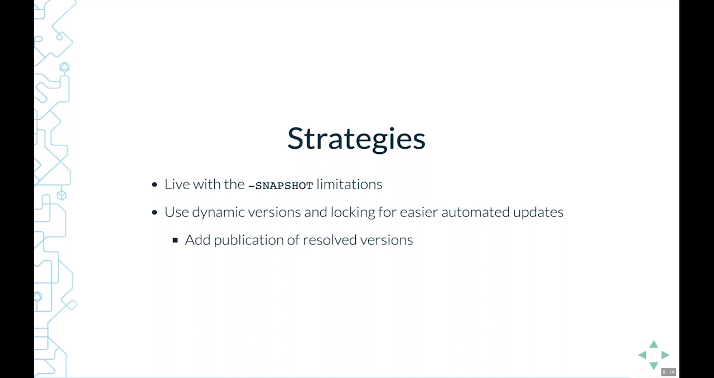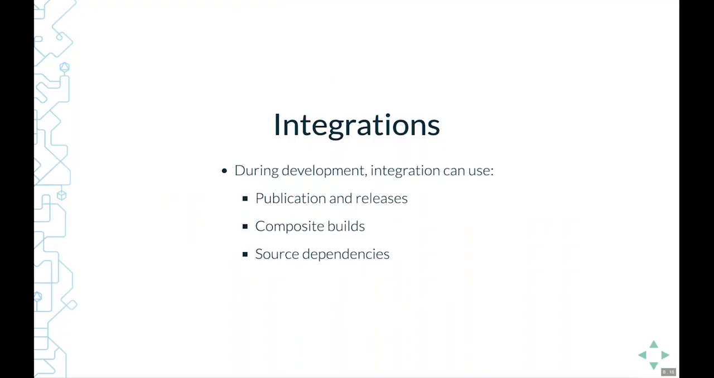You could say, well, because of the limitation of the snapshot strategies, I'm going to use unique releases, consume them through dynamic versions, use locking so that I can control upgrades instead of, oh, the latest is out, it's there, which is effectively back to the snapshot problem in a way. And of course, you could even say, for my downstream consumers, I'm publishing fixed versions through the publication of the result version.